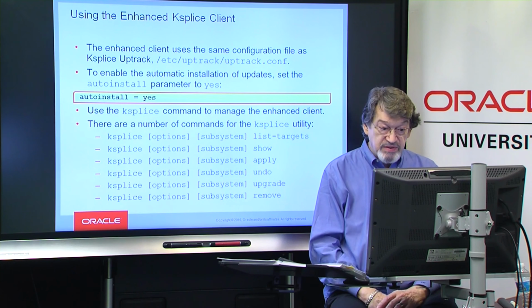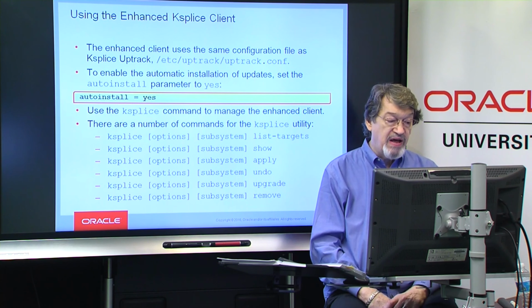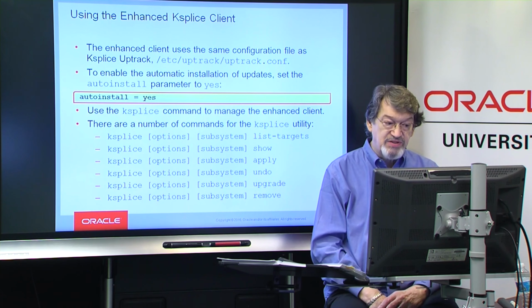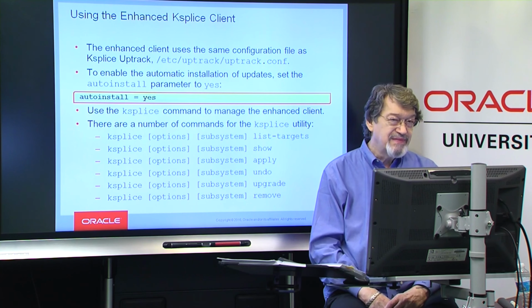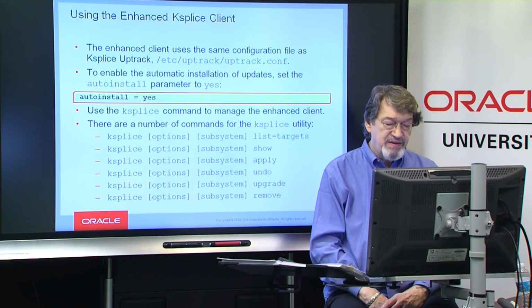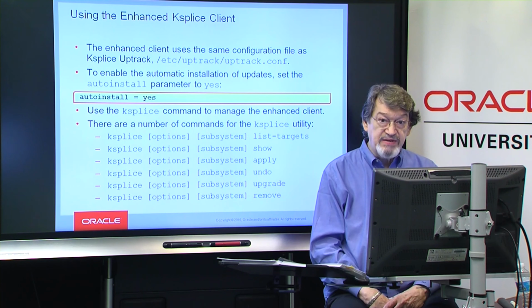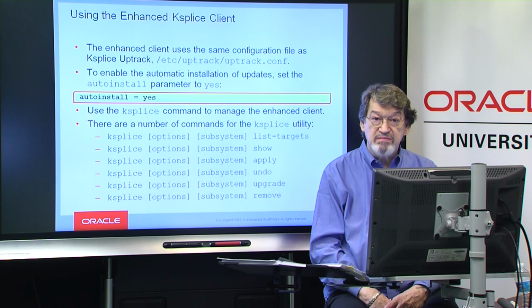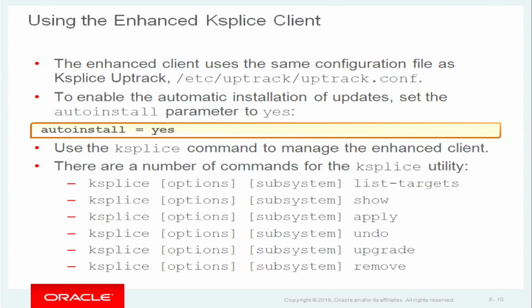So there is an uptrack.conf file over in the /etc/uptrack directory. You can enable the auto installation of updates. You can set the auto install to yes. I'd want to think about that. There are updates to packages that occur regularly. Maybe daily. That might be, instead of regularly, maybe daily is a better answer.